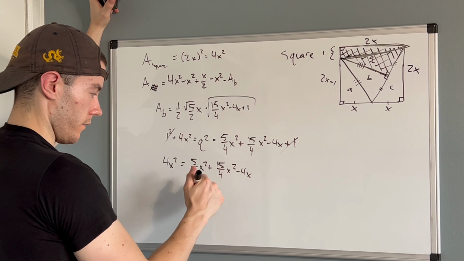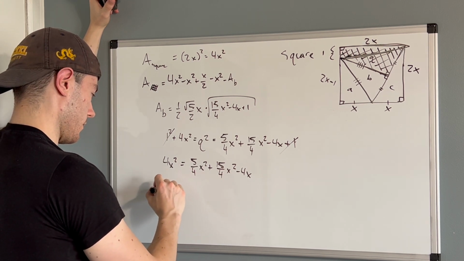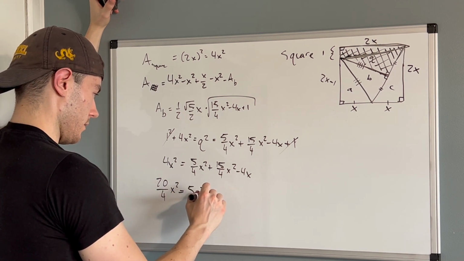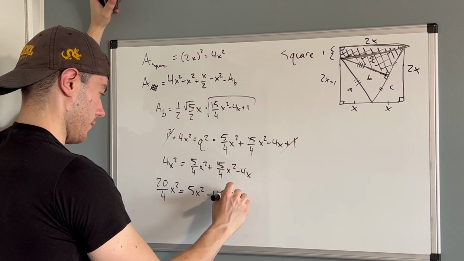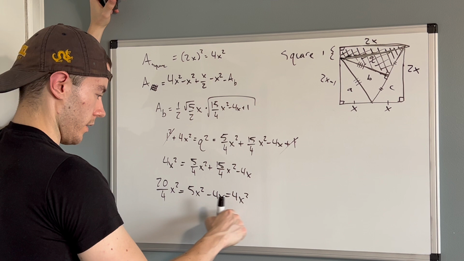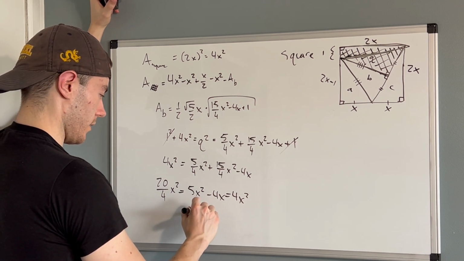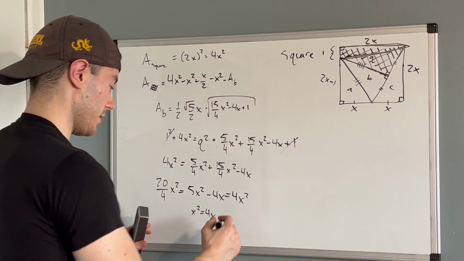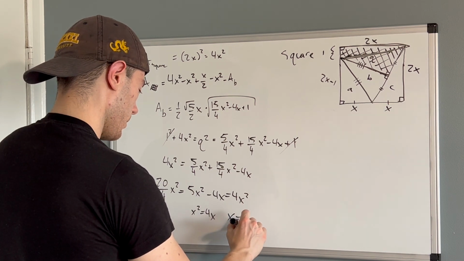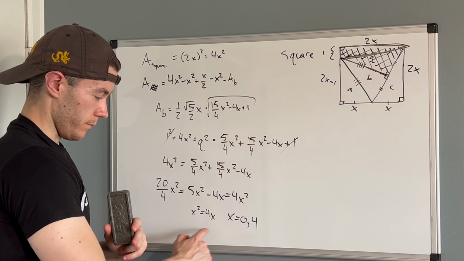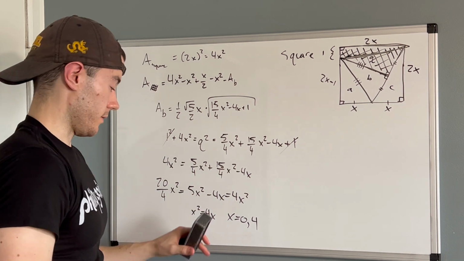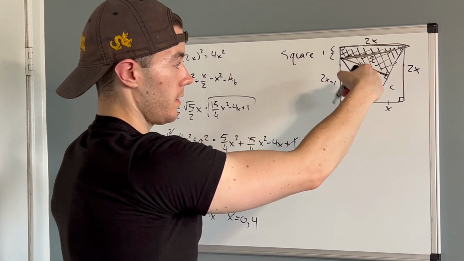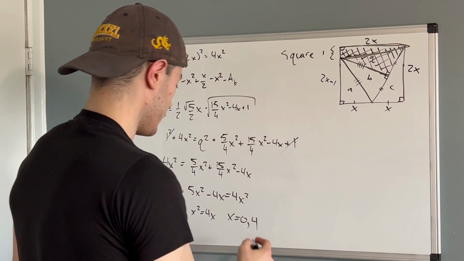This is 20 over 4x squared, which is equal to 5x squared minus 4x equals 4x squared. Let me bring this 4x to the other side, subtract 4 here, x squared equals 4x. And now we're left with two possibilities, either x equals 0 or it equals 4. Both of these solutions make this equation true, but if x is 0, then this problem's not interesting at all, so I'm going to say that x is equal to 4.